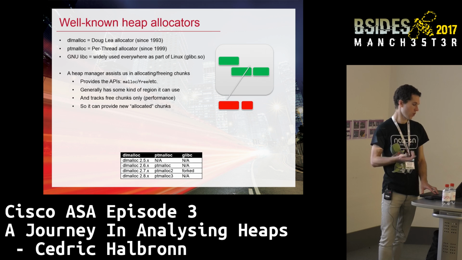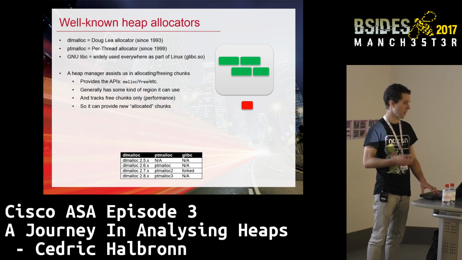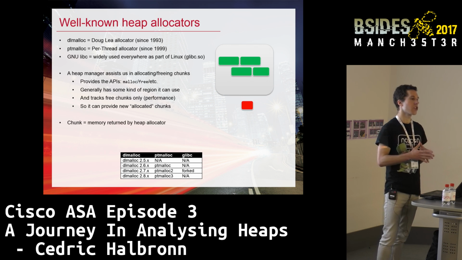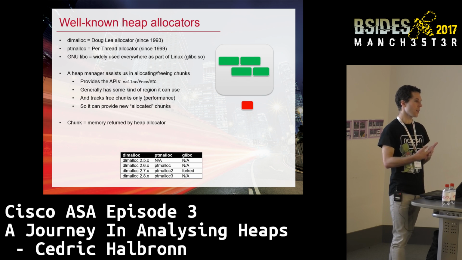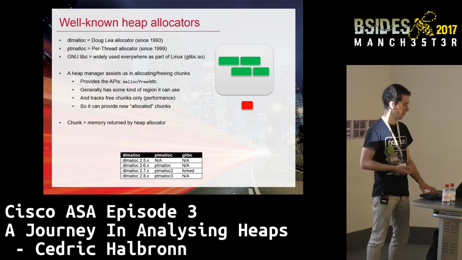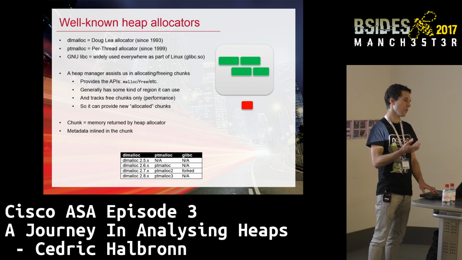So let's say we want to allocate something. It takes a free chunk, it becomes an allocated chunk, and so on. So I've talked about chunks. A chunk is a memory part that is basically returned by the heap allocator for us to use. What is really important about the three heap allocators I've been talking about is that they store the metadata for the chunk before the chunk.